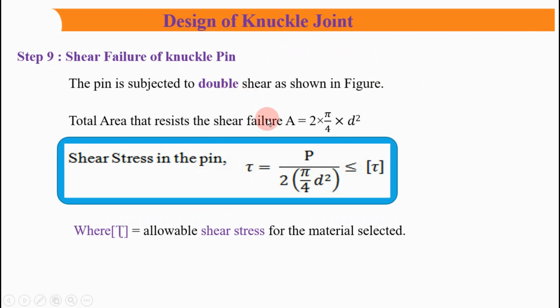We know that the knuckle pin is subjected to double shear, as shown in the figure. We have written this formula for that, and we need to calculate the shear stress in the pin. That is, tau is equal to P upon 2 into pi by 4 into D square, and it should be less than or equal to the allowable or permissible tau, where tau is the allowable shear stress for the selected material. If tau induced is less than tau allowable, then your design will be safe.